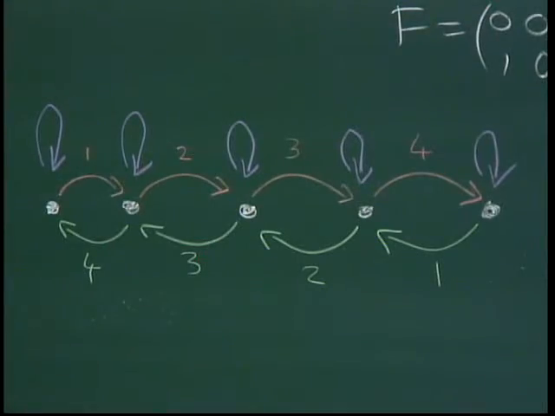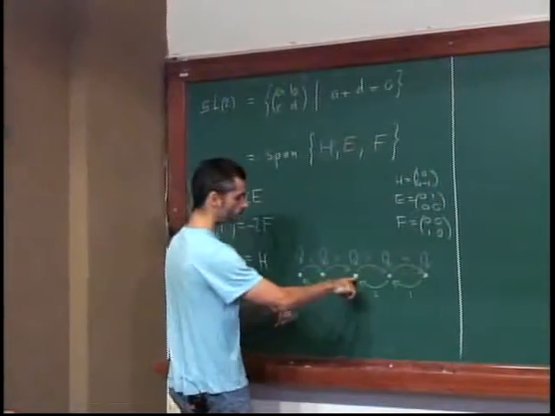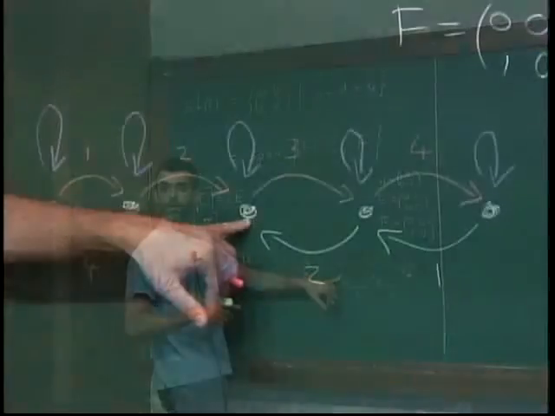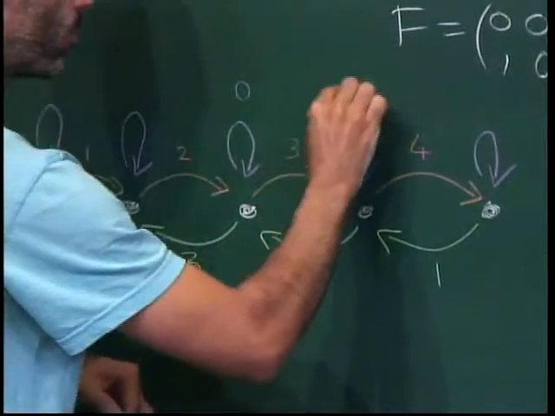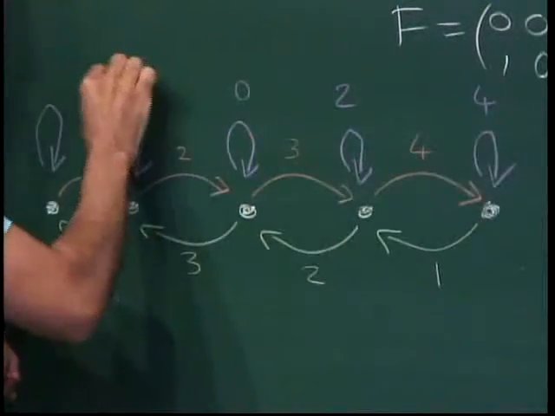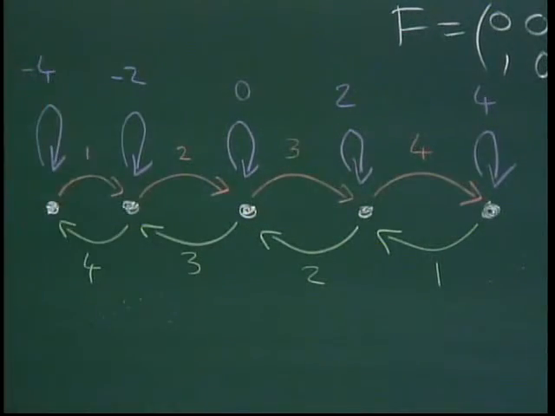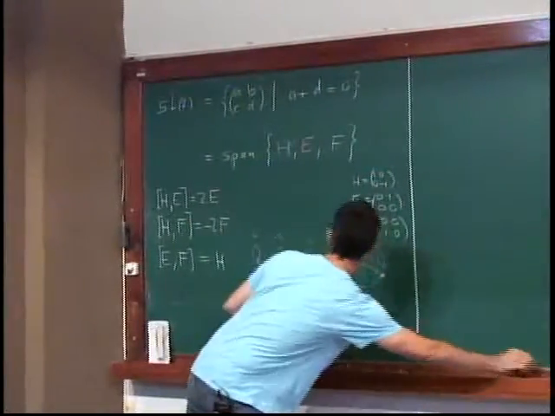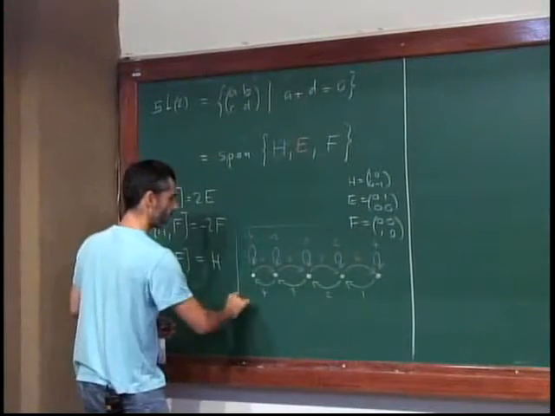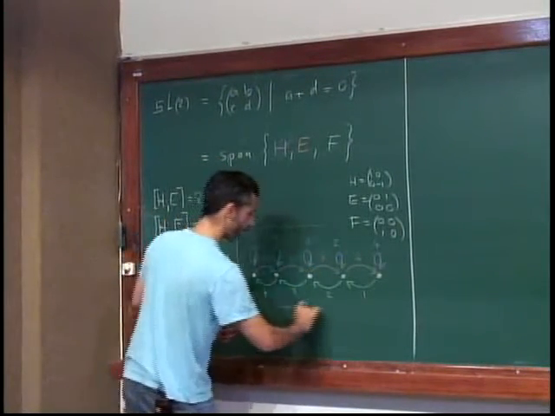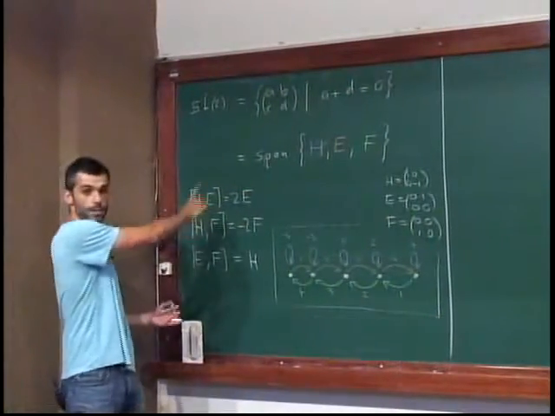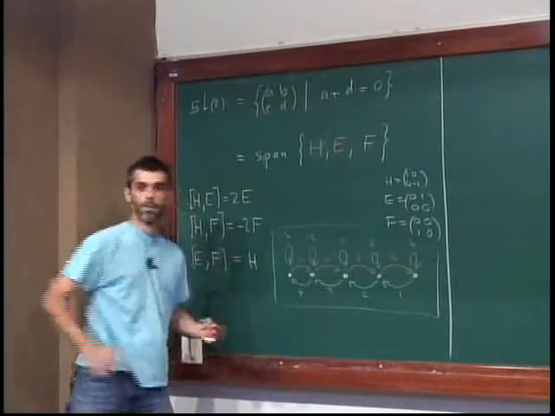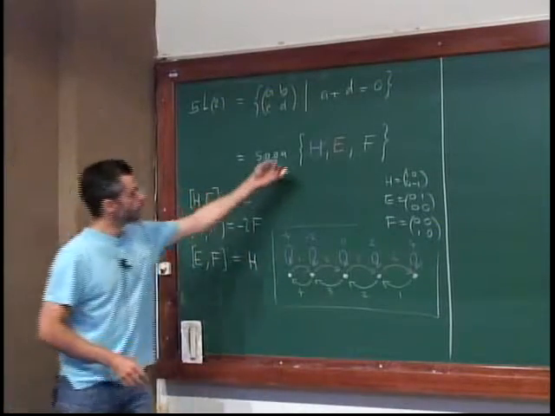And finally, H actually sends this vector to 0. But I'm going to say that it sends it to 0 times itself. And this sends it to 2 times itself, 4 times itself, minus 2, and minus 4 times itself. Here I gave you something, and I'm telling you this is a representation. But there's something to be checked to know that it's indeed a representation. You need to check that those relations are satisfied for these particular actions of H, E, and F.